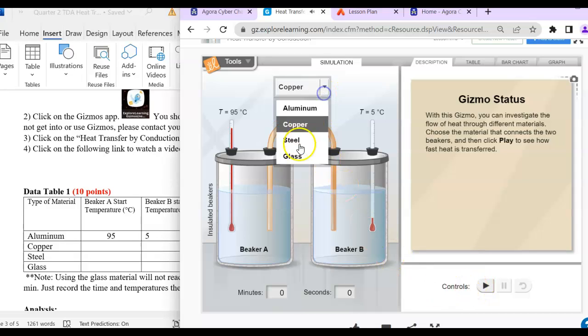Like I said before, when you do glass, it's never going to stop. Well, actually, the temperatures won't reach thermal equilibrium. The Gizmo system is going to stop. So like I said, you could just write down the time in minutes that the system stops, knowing that they're not going to be at the same temperature. And as far as temperature is concerned, you can just choose, here, let's play.